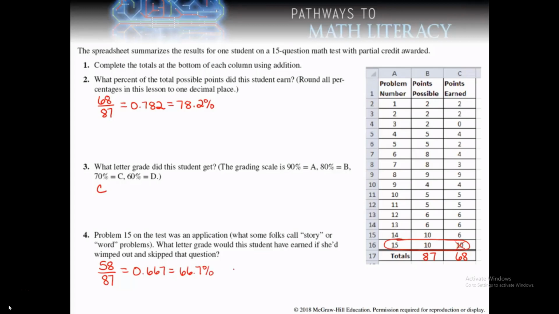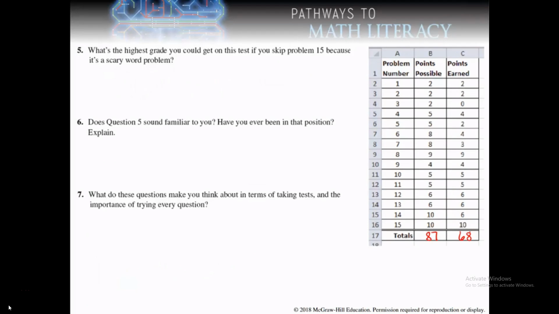So that's what she would have gotten if she'd skipped problem 15. In question 5, we're asked for someone else, what's the highest grade you could possibly get on this test if you skip problem 15 but got everything else completely right? So if this is an 87-point test and you only missed problem 15, which was worth 10 points, that would mean that you got 77 points out of 87. If we divide that out, that comes out to 88.5%, which would be a B.